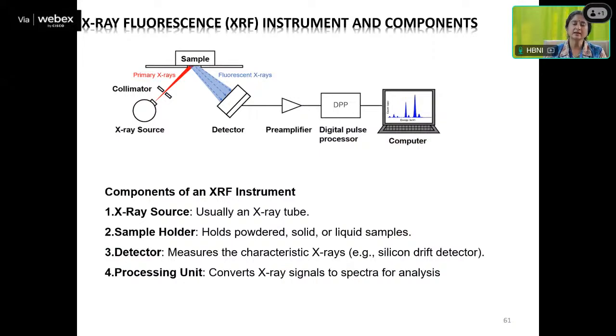This is the typical block diagram of an X-ray spectrometer, and the various components are: the source, the sample holder, a detector, and then a processing unit. For any instrument, these are the basic things required, and here also it's the same. So: X-ray source, sample holder, detector, and processing unit. Let us see them one by one, what they are and how they can be used.